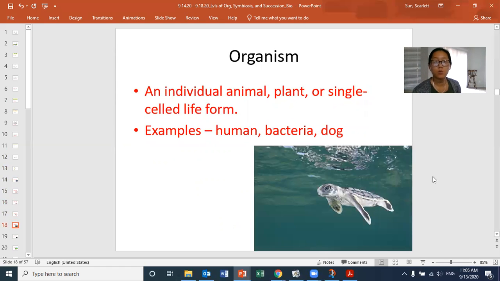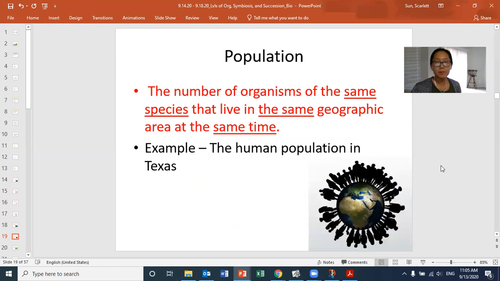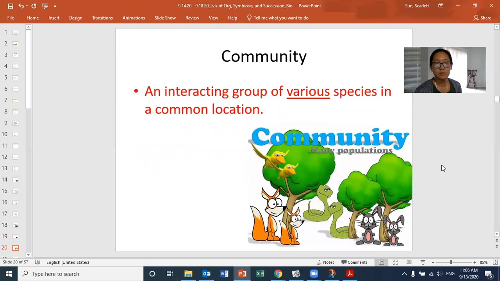An organism is one individual life form. Population is a bunch of the same type of organism in the same area at the same time. So the example I wrote here is the human population in Texas, right? It's pretty big. A community is an interacting group of various or multiple different species in a common location. So here you can see the rabbits are interacting with the snakes and the fox and the birds. Who knows? Maybe the fox are just eating all of the other things. So they do eat all of these other three.